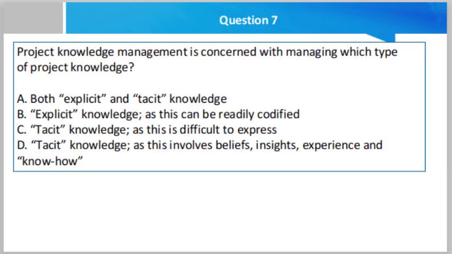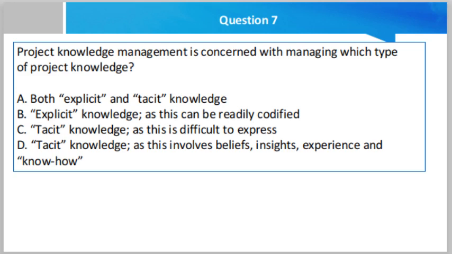Now, the next question. Project knowledge management is concerned with managing which type of project knowledge? Options are: both explicit and tacit knowledge; explicit knowledge, as this can be readily codified; tacit knowledge, as this is difficult to express; tacit knowledge, as this involves beliefs, insights, experience, and know-how.